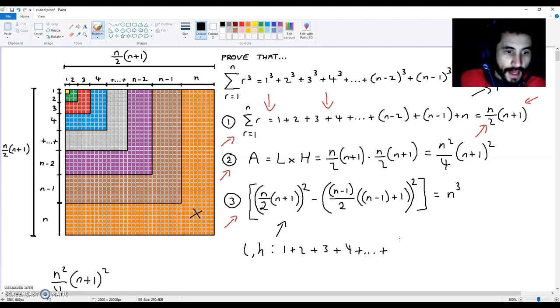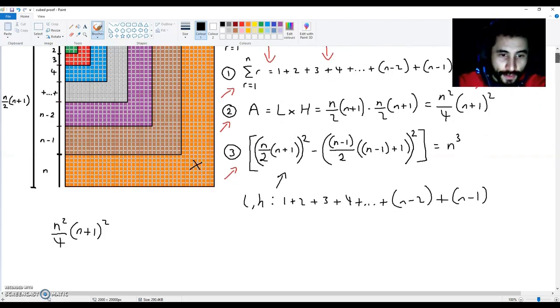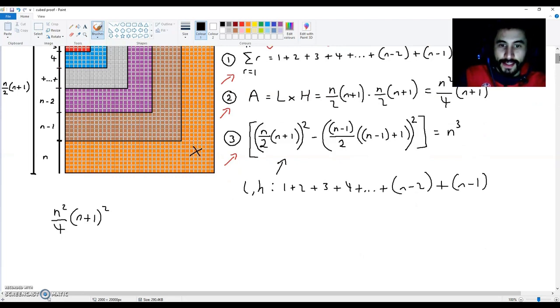plus n minus 2 plus n minus 1. If we look at the diagram carefully, we realize that, because of summation rules, this means that the length and height is equal to (n minus 1) divided by 2 multiplied by (n minus 1 plus 1), okay?